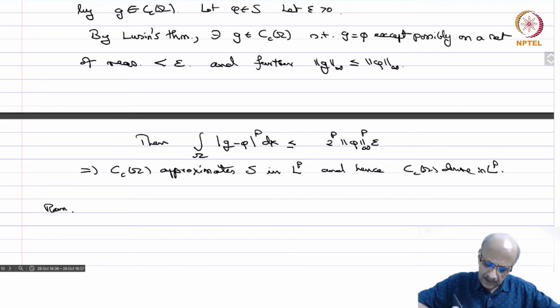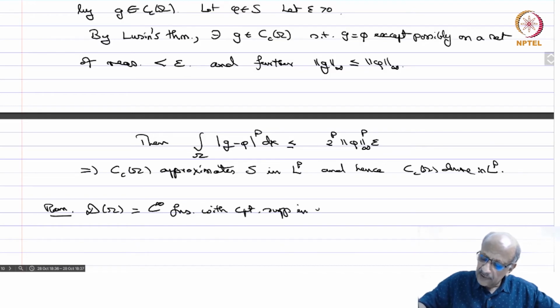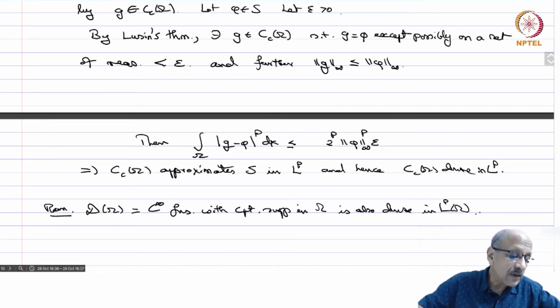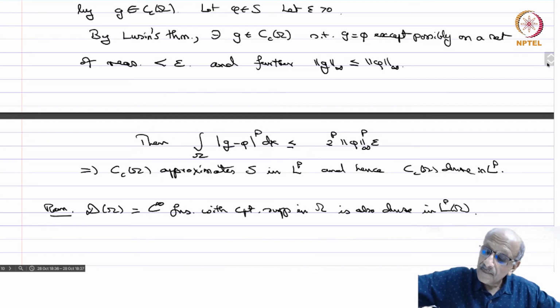Remark: in fact we can say D of omega, which is the C infinity functions with compact support in omega, is a much smaller set. Cc of omega is bigger; with C infinity you want them to be infinitely differentiable. This is also dense in Lp of omega, but this requires more sophisticated tools from analysis like convolution and so on, and we will not prove it in this place.